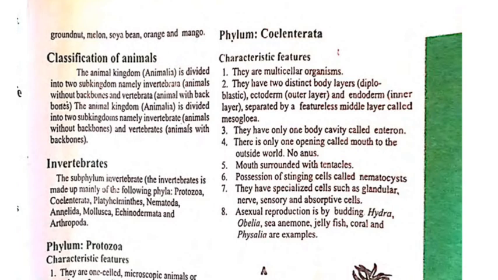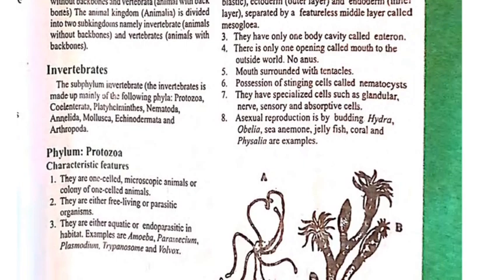Alright, so now ectoderm. When you hear derma, they're talking about the skin, the layer. When you hear ecto, you're talking about outside. When you hear endo, you're talking about inside. So when you hear ectoderm, you should know they're talking about the outer layer. When you hear endoderm, they're talking about the inner layer. Now they are separated by a featureless middle layer called mesoglea.